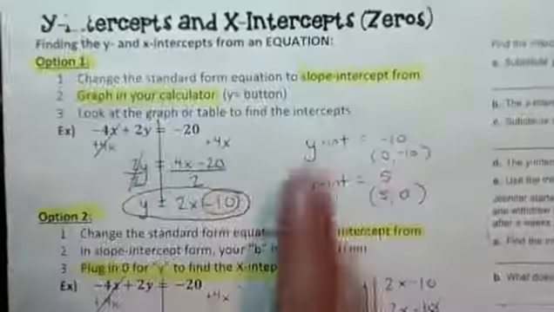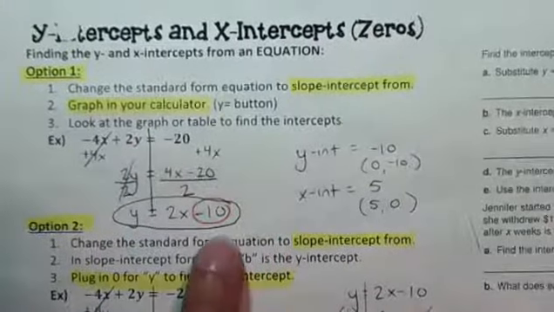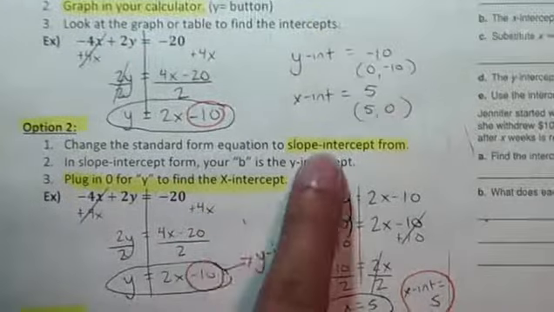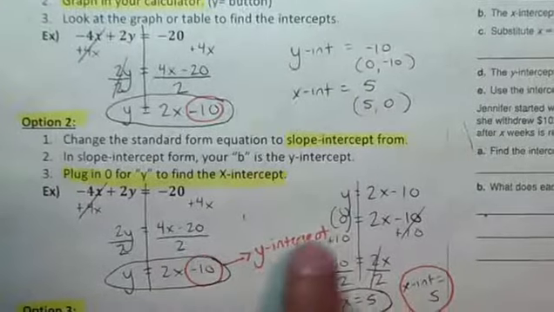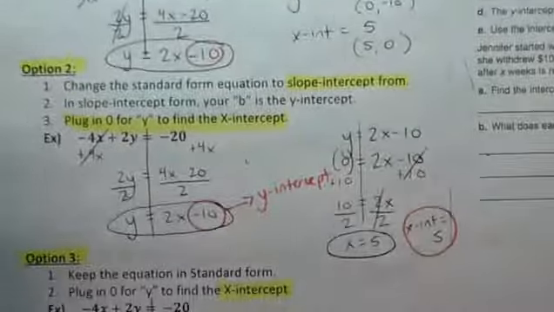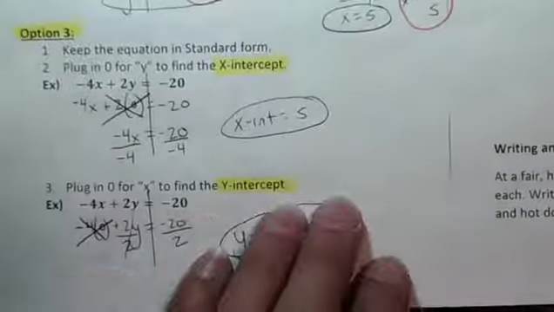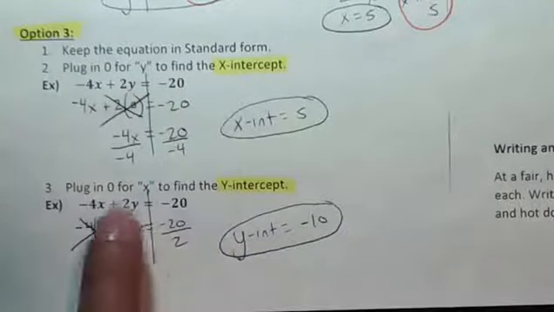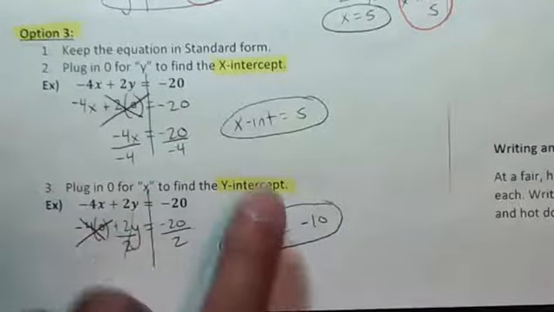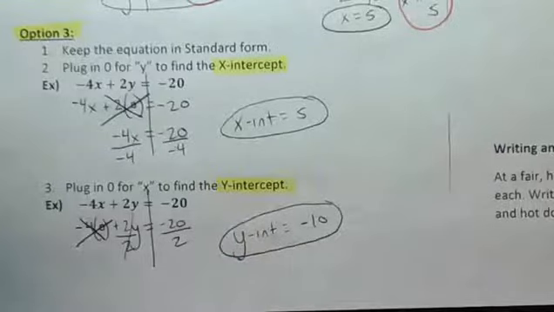Option 1 was, again, change it to slope-intercept form, graph in your calculator and check. Option 2 is change it to slope-intercept form. We know the y-intercept, and then we're going to plug in 0 for y to find the x-intercept. And then the last way was just plugging in 0 for the y value if we want the x-intercept, and plugging in 0 for the x value if we want the y-intercept.